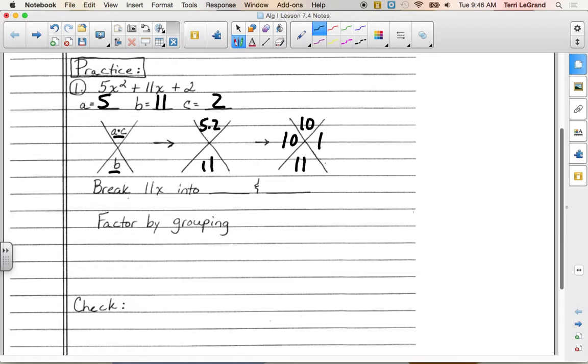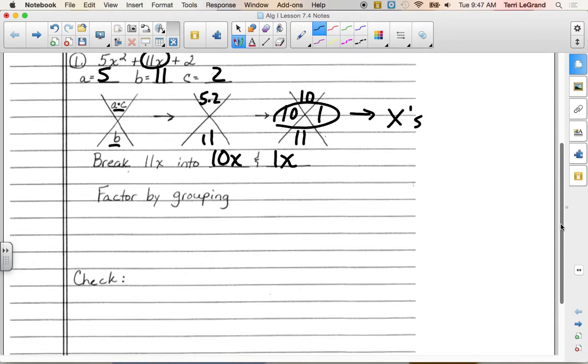Now here's what's different from yesterday. Yesterday we would go right to setting up our factors. Today we're not. We can't yet. Okay? Here's what the 10 and 1 are going to do. They are actually going to become x's. They're going to become x's now. Okay? So we're going to take this 11x that's up here, and it's going to get replaced with 10x plus 1x, because that is the same as 11x. So we're going to make our trinomial into a 4-term polynomial, and then we can use factoring by grouping.